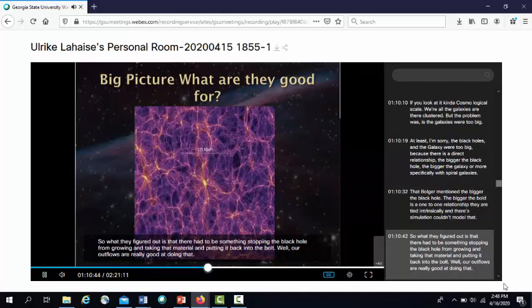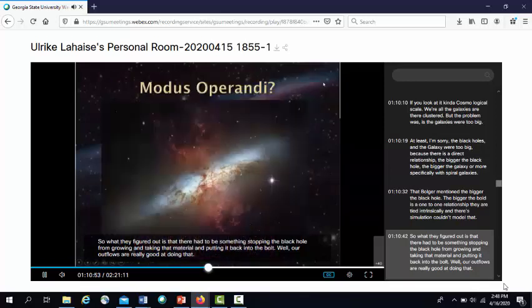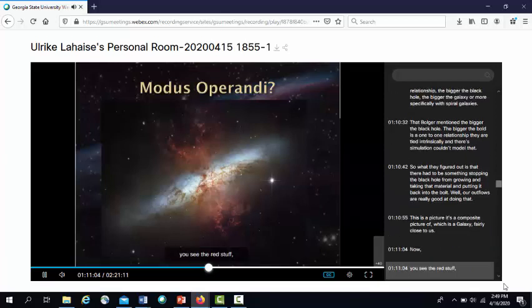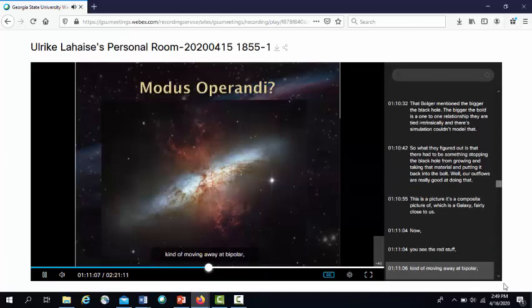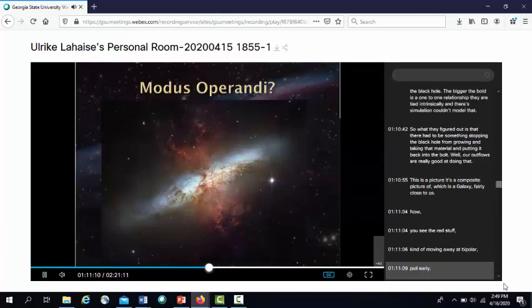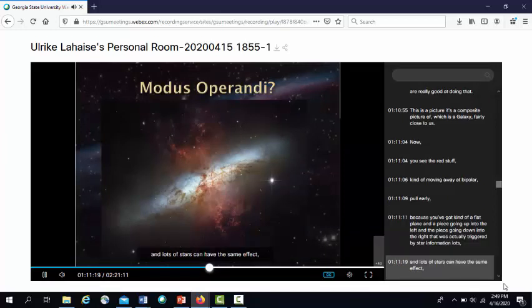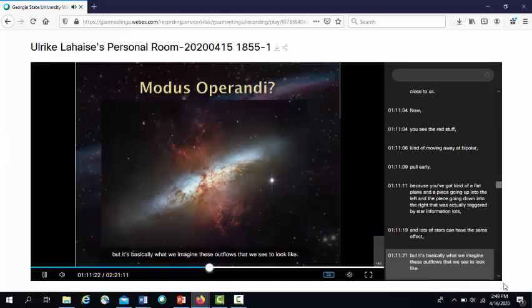So what they figured out is that there had to be something stopping the black hole from growing and taking that material and putting it back into the bulge. Well, our outflows are really good at doing that. This is a composite picture of Circinus, which is a galaxy fairly close to us. Now, you see the red stuff kind of moving away polarly, because you've got a flat plane and a piece going up into the left and a piece going down into the right. That was actually triggered by star formation. Lots and lots of stars can have the same effect. But it's basically what we imagine these outflows that we see to look like.